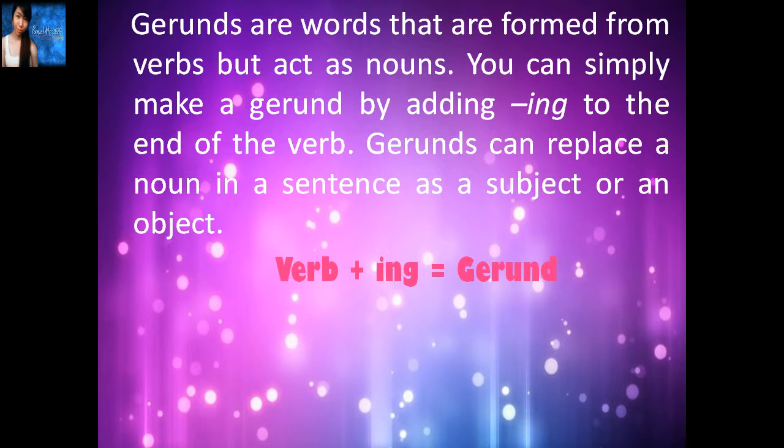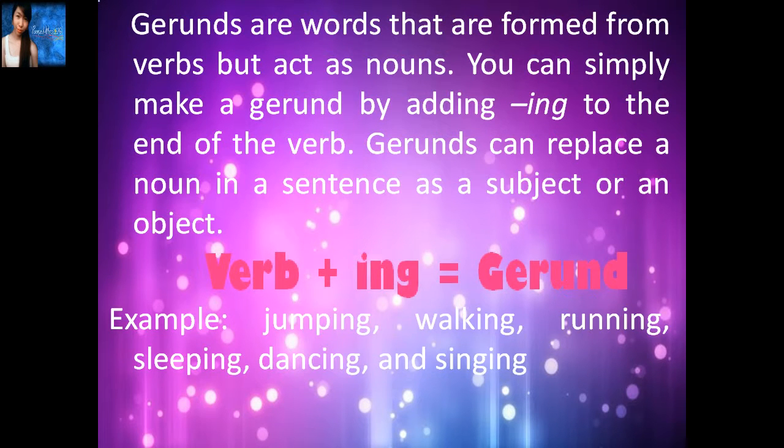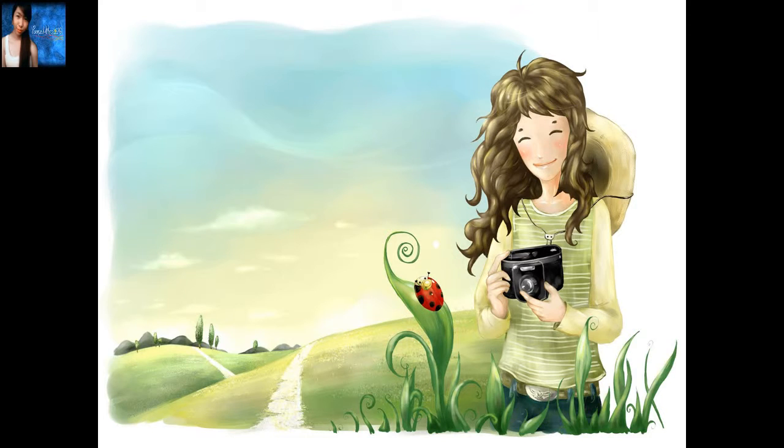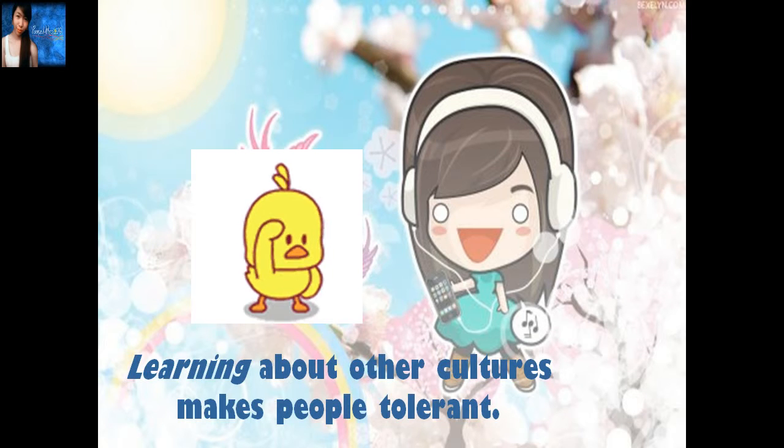Gerunds are words that are formed from verbs that act as nouns. You can simply make a gerund by adding ing to the end of the verb. Gerunds can replace a noun in a sentence as a subject or an object. So that is verb plus ing equals gerund. Take for example, jumping, walking, running, sleeping, dancing, and singing. Gerunds are also used in many ways.